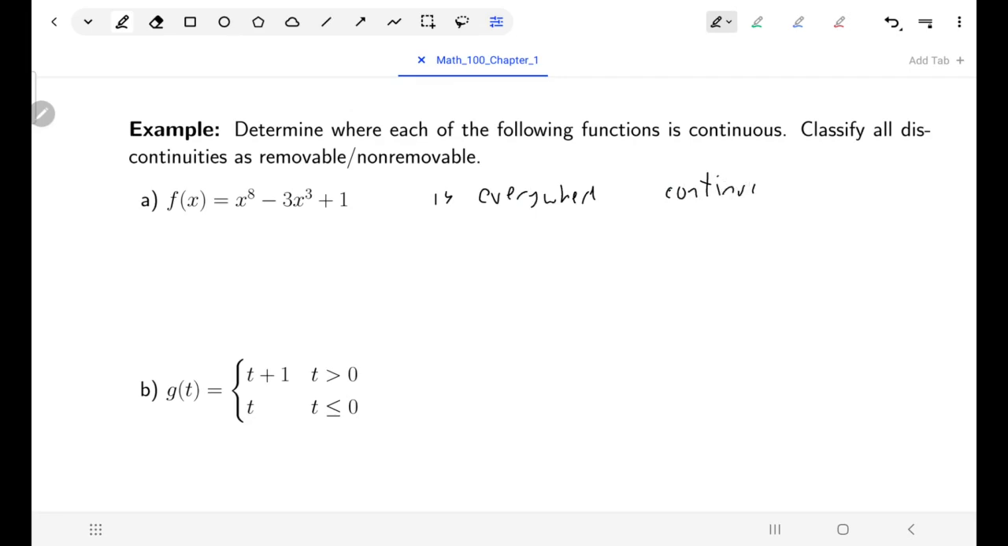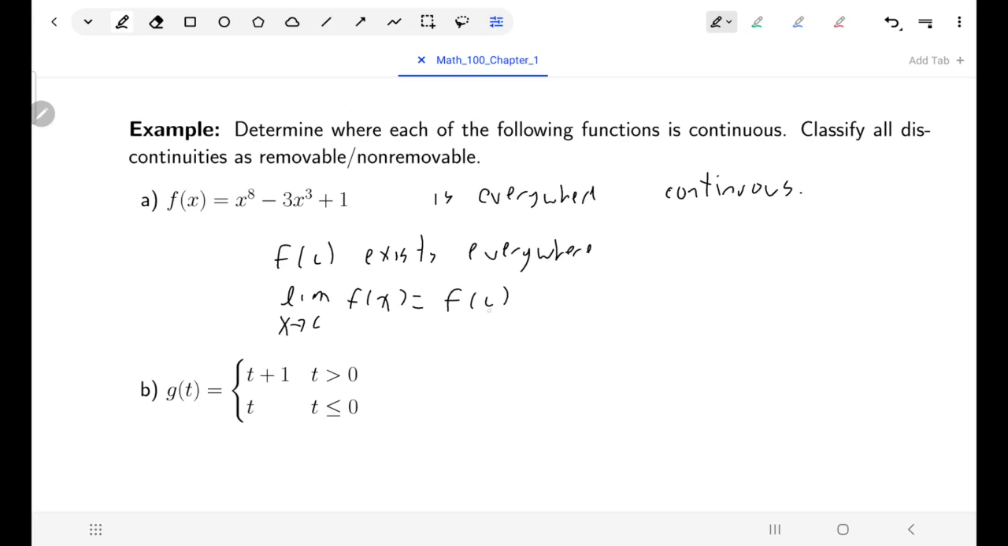And the reason why it's everywhere continuous is because, remember, to be continuous, you would have to be defined at that point, you would need a limit to exist at that point, and you would need the y value to be the same thing as the limit. And this is because f of x is a polynomial. I know that f of c exists everywhere. And that's because, again, polynomials are defined for all real numbers. And I also know that the limit as x approaches c from our polynomial is going to be the same thing as f of c.